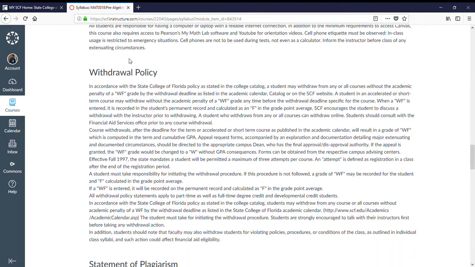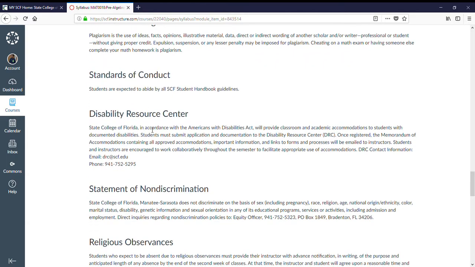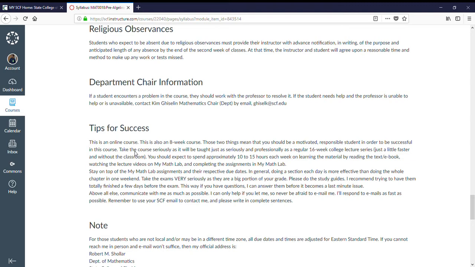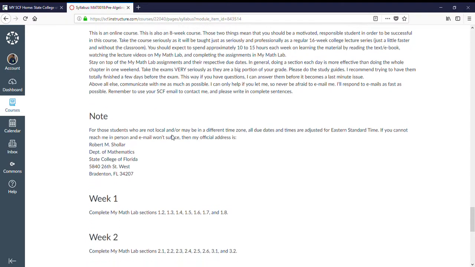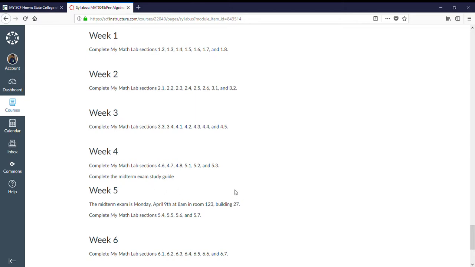There's things about electronics, withdrawal policy, plagiarism, all this stuff. This is more kind of like politics that we got to get into. If you have any questions about this stuff, let me know. There's some tips. There's the official address, and then at the very bottom you'll see the weekly schedule that I have set up.